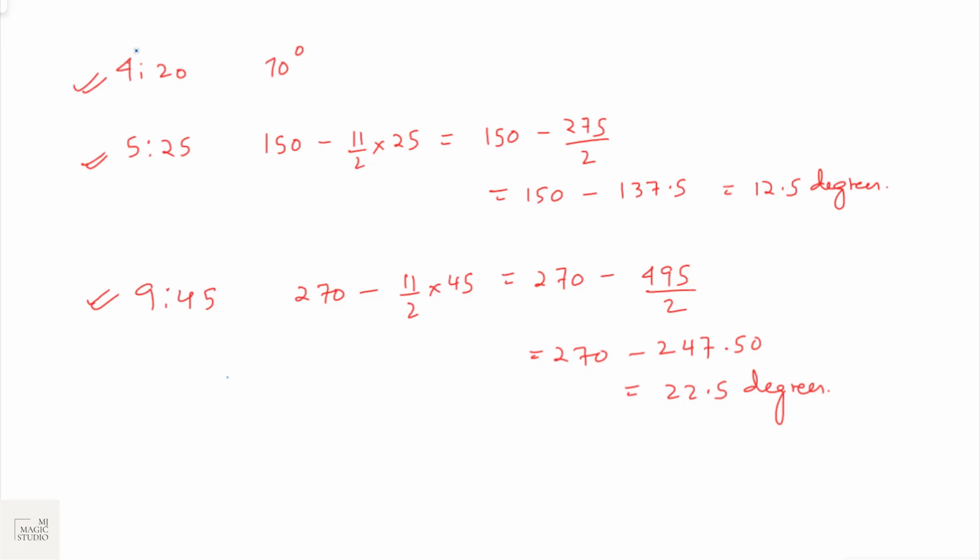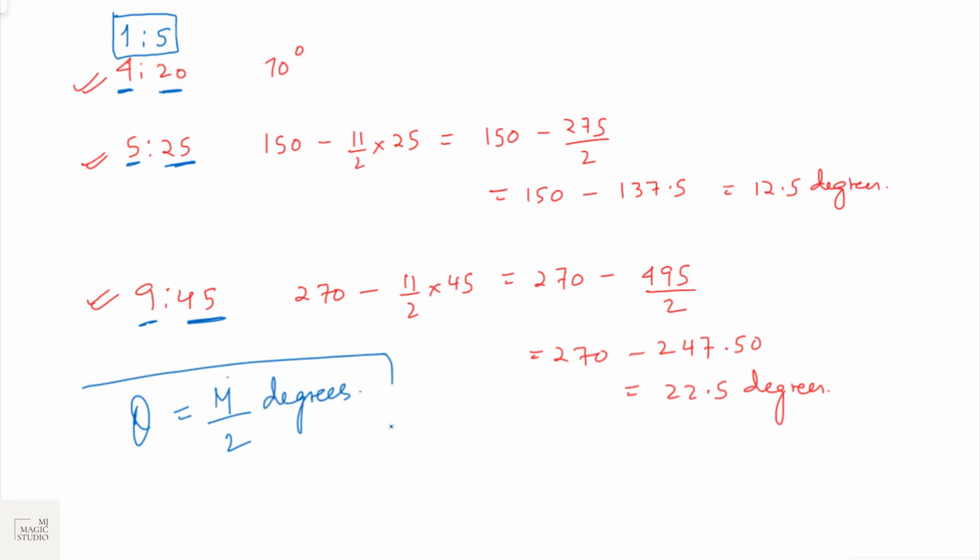the time given is such that hour and minute are in the ratio 1:5, you can see 4 into 5 is 20, 5 into 5 is 25, 9 into 5 is 45. Whenever hour and minute ratio is 1:5, no need to find this using the formula even. The answer is simply, whenever the hour and minute ratio is 1:5, the angle is simply minute divided by 2 degrees. You can also make note of this shortcut.